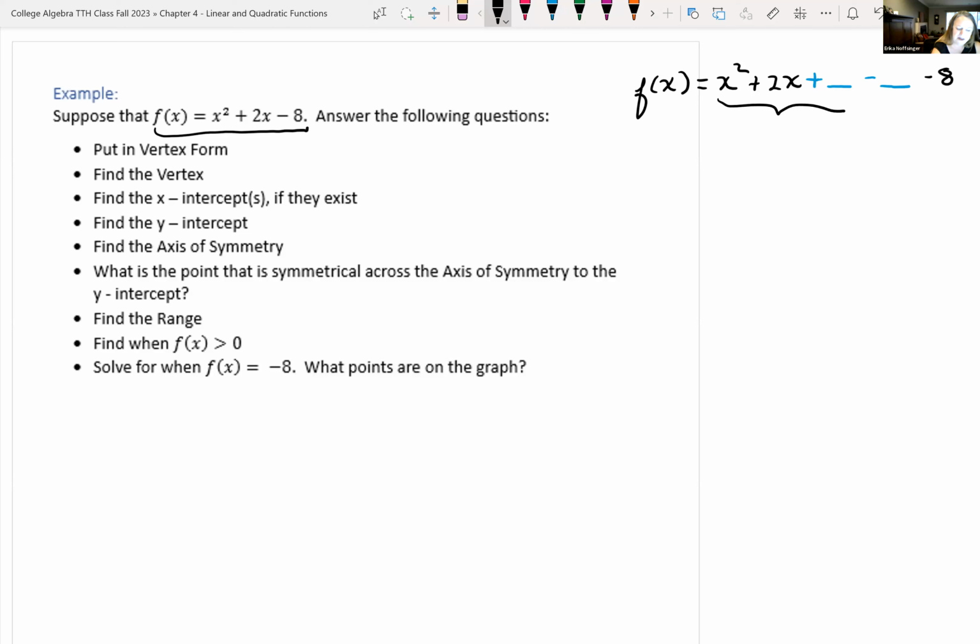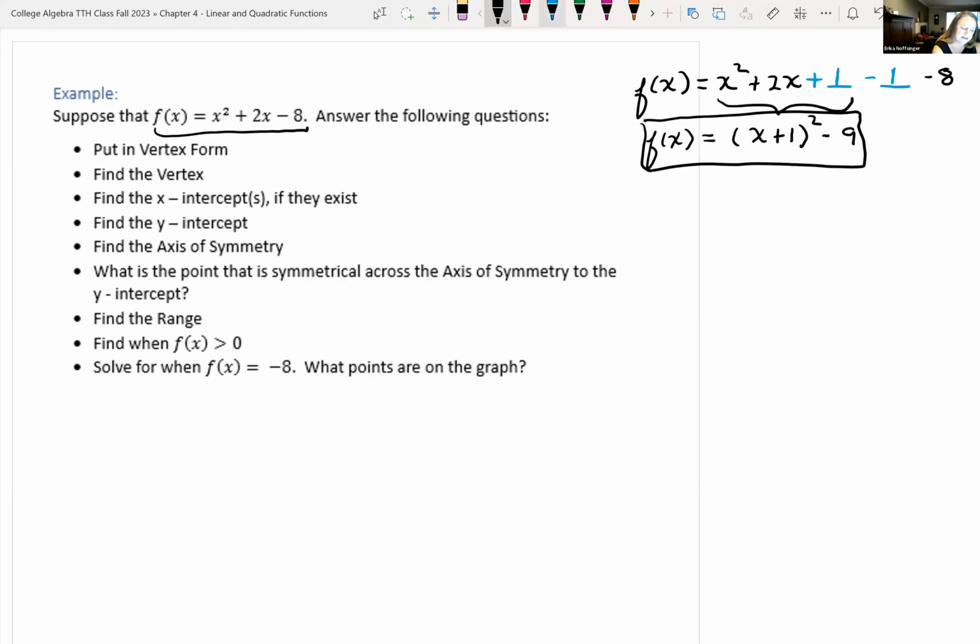The number that we would add to make this a perfect square is half your B value, so half of 2 is 1. So 1 times 1 gives us 1. We're going to add 1 and we're going to subtract 1. Looking at this, I have f of x is equal to, this is a perfect square. The same number I add to get 2 and multiply to get 1 is 1. So this is x plus 1 quantity squared. And then we have minus 1 minus 8, so minus 9. So we have it in vertex form.